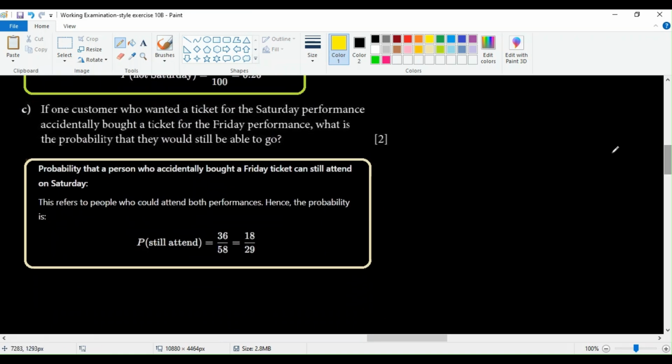When it comes to the last part of this question, it says if one customer who wanted a ticket for the Saturday performance accidentally bought a ticket for a Friday performance, what is the probability that they would still be able to go? Now, the probability is 36 out of 58, which is going to be 18 out of 29. And this was the last part of the question.